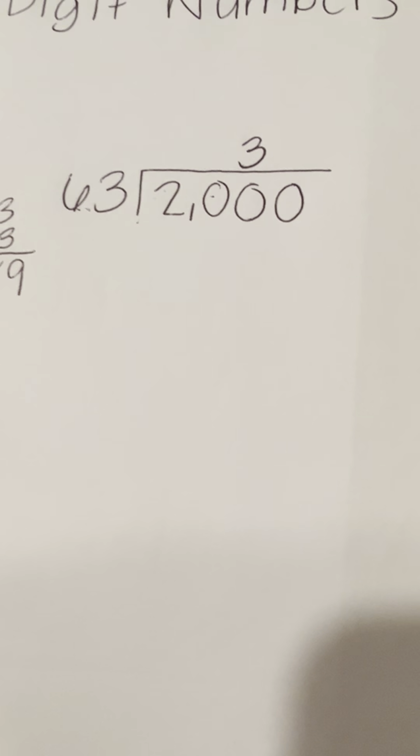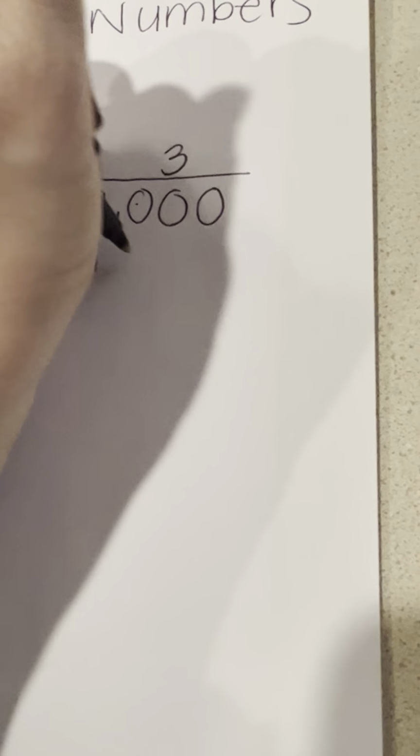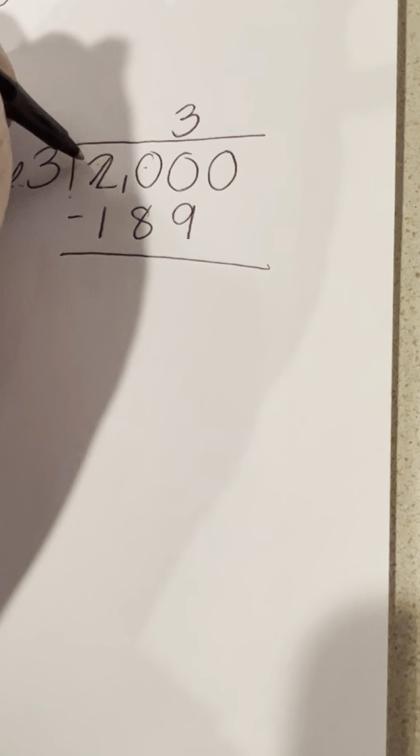So remember, my 3 goes on top here because it doesn't go into 2 or 20. It goes into 200. So that's why my 3 is there. So 63 times 3 is 189. So I'm subtracting. And I got 11, and then I'm bringing this down.